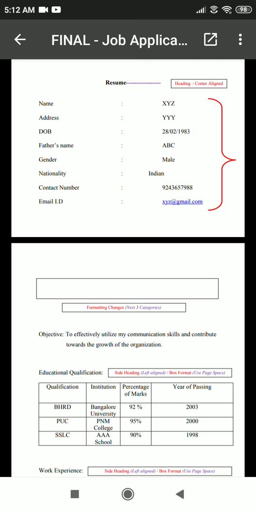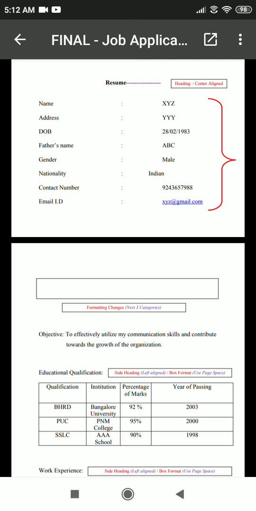The heading should be "Resume". It should be center aligned, centrally aligned on your entire page. Resume should be in the center, and then you're going to write your name. You are supposed to write it like normal.